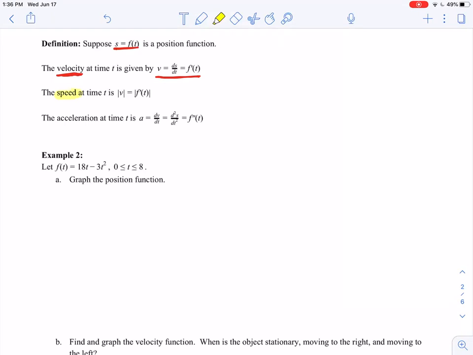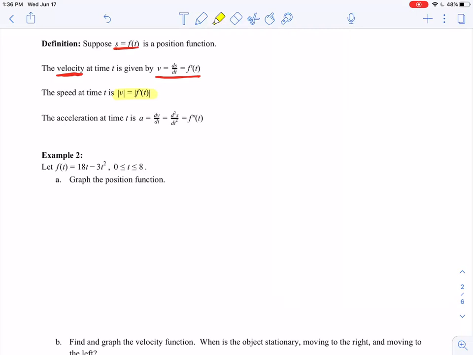Speed is simply the magnitude of velocity, which is a fancy way of saying the absolute value of your velocity. So the difference between speed and velocity, speed is just how fast you're going regardless of whether you're moving forwards or backwards. It's just how fast are you going. When we talk about velocity, velocity is speed with direction.